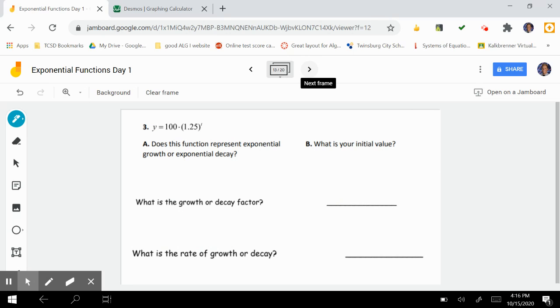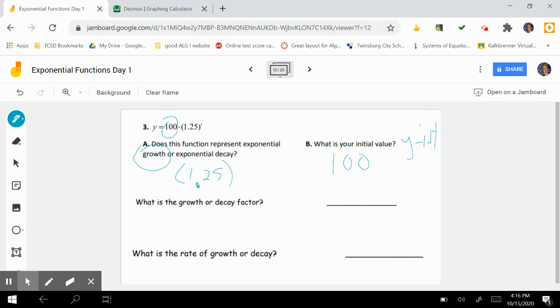This one doesn't have the 1 plus 0.03. This just says 1.25. So is this growth or decay? It's going to be growth, again, because we have 1.25 in parentheses. And when that number in parentheses is greater than 1, it's growth. What's my initial value? Or again, just to reiterate, the y-intercept, where my x is 0, 100. Because that's my a value, my initial value.